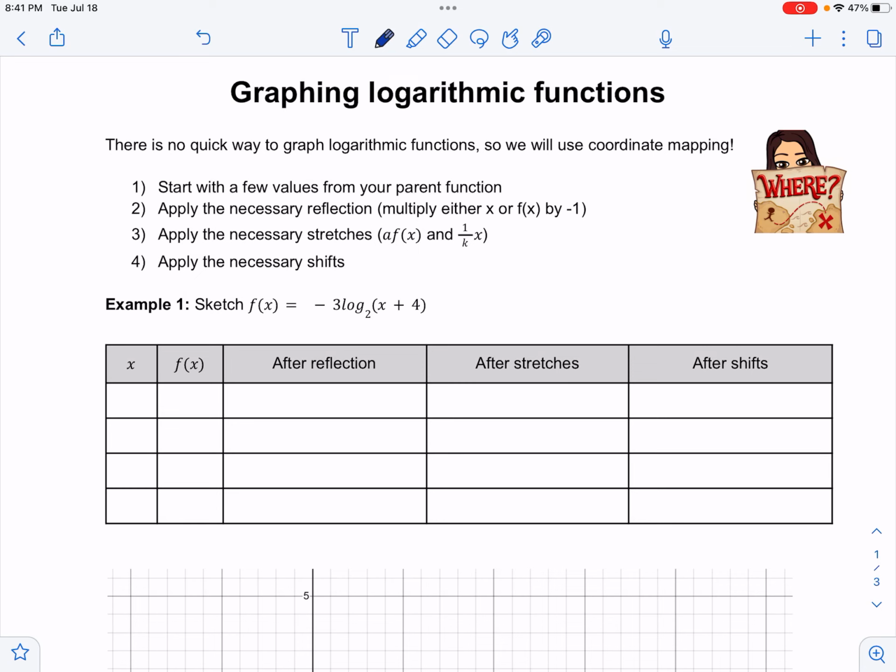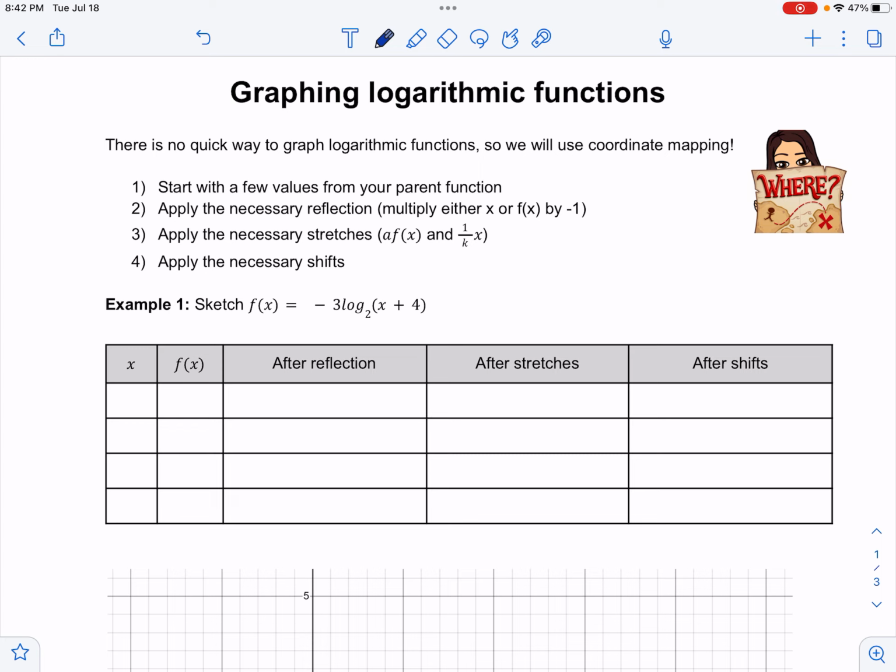All right, let's talk graphing logarithmic functions. Unfortunately, unlike with previous functions, there's no quick way to actually graph them. So we're just going to have to use coordinate mapping, which you may have seen in grade 11 anyways, so hopefully you're familiar with it. And if not, it's not a difficult concept to process. The trickier bit will just be using the logs.